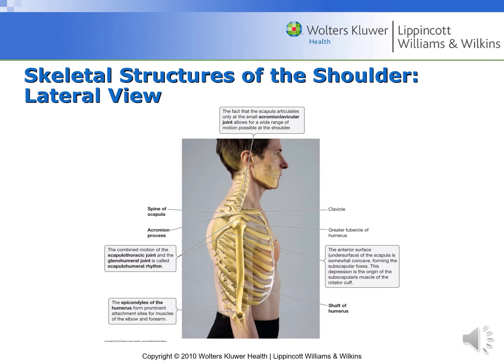The epicondyles of the humerus form prominent attachment sites for muscles of the elbow and forearm. And over to the right, the anterior surface or the undersurface of the scapula is somewhat concave, forming the subscapular fossa. This depression is the origin of the subscapularis muscle of the rotator cuff.